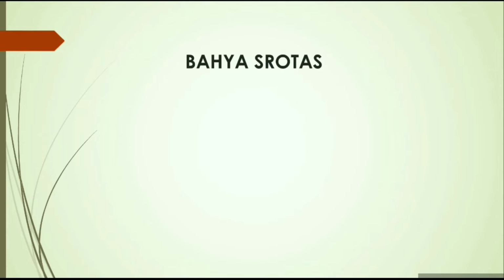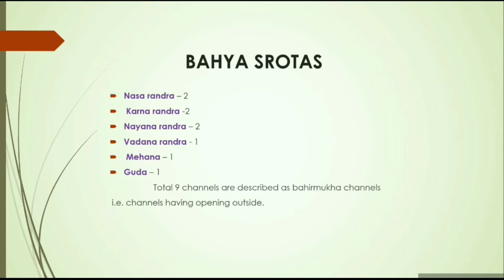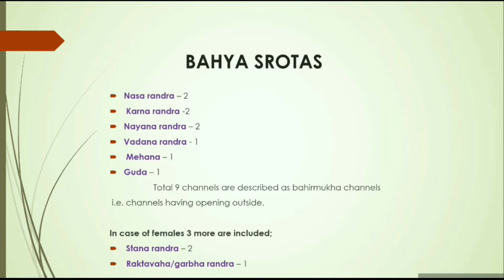Let's talk about these Bahya Shrotas in detail. Nasarandra, there are 2 in number. Karnarandra, there are 2 in number. Nayanarandra, there are 2 in number. Vadanarandra, that is 1 in number. Mehana, that is 1 in number. Guda, 1 in number. Total 9 channels are described as Bahirmukha channels, that is, channels having opening outside. In case of females, 3 more are included. They are Stanarandhra, 2 in number, and Raktavaha or Garbharandhra, which is 1 in number.